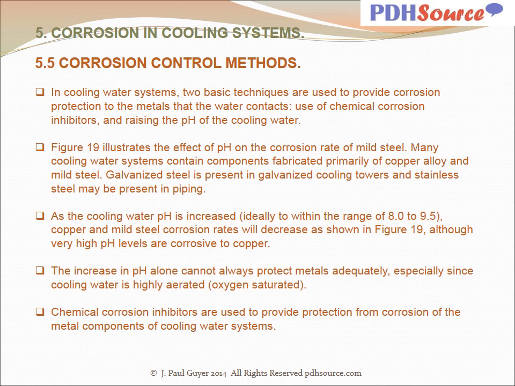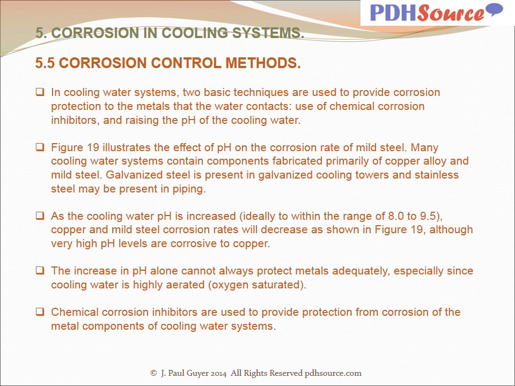Figure 19 illustrates the effect of pH on the corrosion rate of mild steel. Many cooling water systems contain components fabricated primarily of copper alloy and mild steel. Galvanized steel is present in galvanized cooling towers, and stainless steel may be present in piping. As the cooling water pH is increased, ideally to within the range of 8.0 to 9.5, copper and mild steel corrosion rates will decrease as indicated in Figure 19, although very high pH levels are corrosive to copper.